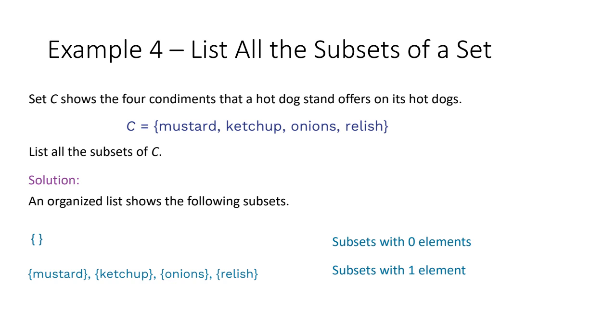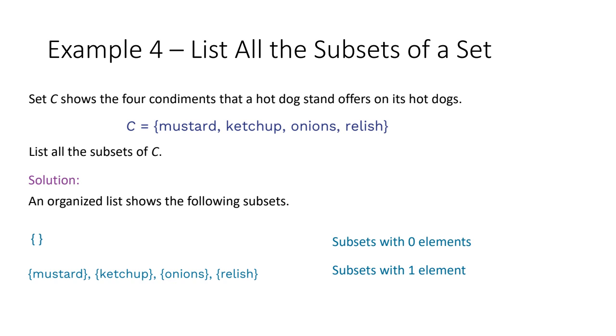When you're finding subsets, you're trying to create all of the different sets that you can create using those elements. Remember that the empty set is a subset of any set, so you always start with the empty set, which is basically the set that has 0 elements. Then you may consider, how many subsets of one element can I create? Because there are 4 condiments, you have 4 subsets of one element: the subset that only contains mustard, the subset that only contains ketchup, only onions, and only relish.